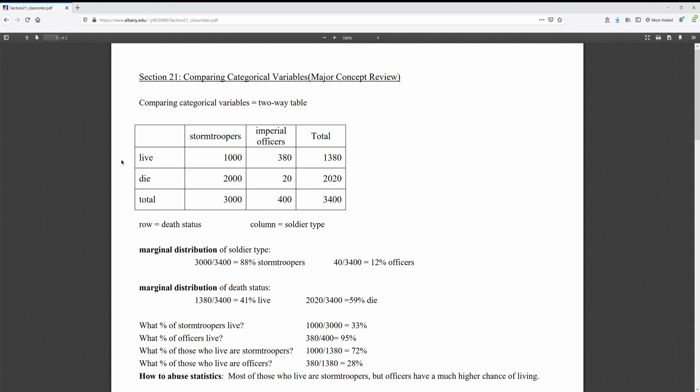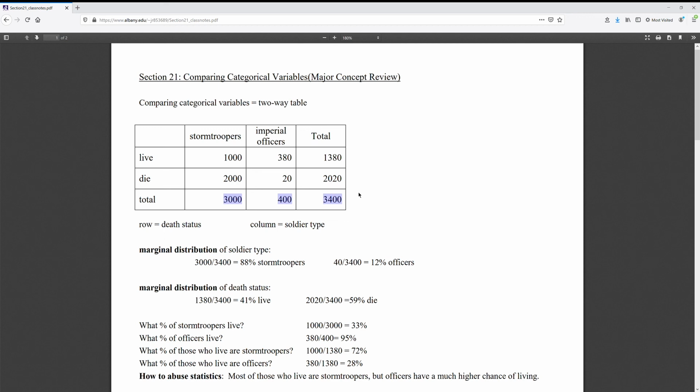Okay, so let's say that this row variable here is, call it death status, and let's say that this column variable here is, call it soldier type. What can we do with this? Well, first of all, we can talk about marginal distributions. Sounds kind of jargony, but it's exactly what the name implies in this case. It's the distribution over in the margin. The marginal distribution of soldier type, well, here it is. All we're doing is literally ignoring the live-die and taking us back to 3,400 people, whether they're stormtroopers or imperial officers. So we're just amalgamating as we go down.